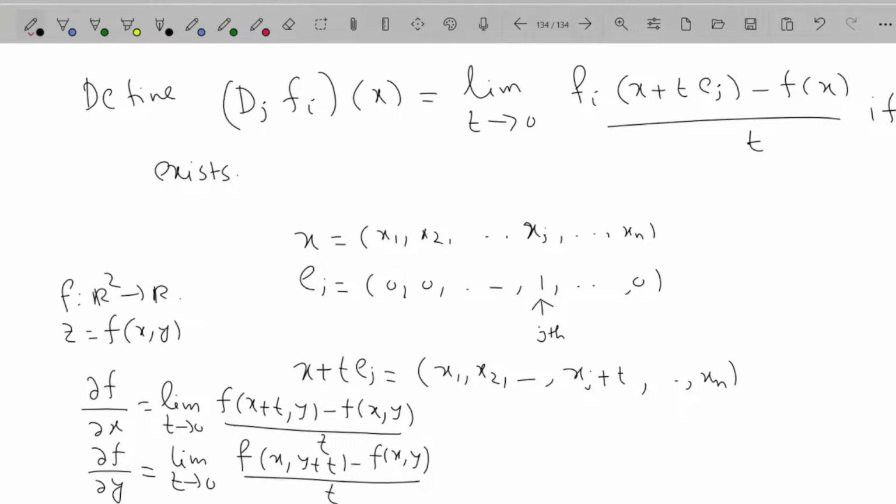Okay, so when this exists, we'll use this notation. Obviously, some other notation is del fi by del xj. This is another notation we can use, a different notation, at a point x. We'll say that this is the partial derivative of fi at the point x with respect to the variable j.